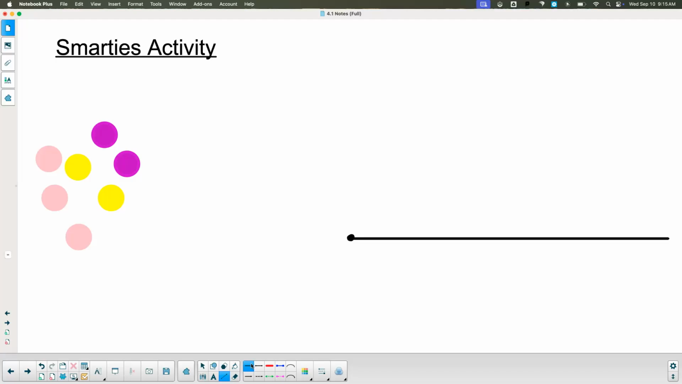Now, I say this next. Each of you is going to get a sleeve of Smarties. Please do not eat them until I tell you to eat them. We will get to eat them, I promise. But don't eat them now, because we're going to use them now. I have rulers up there.